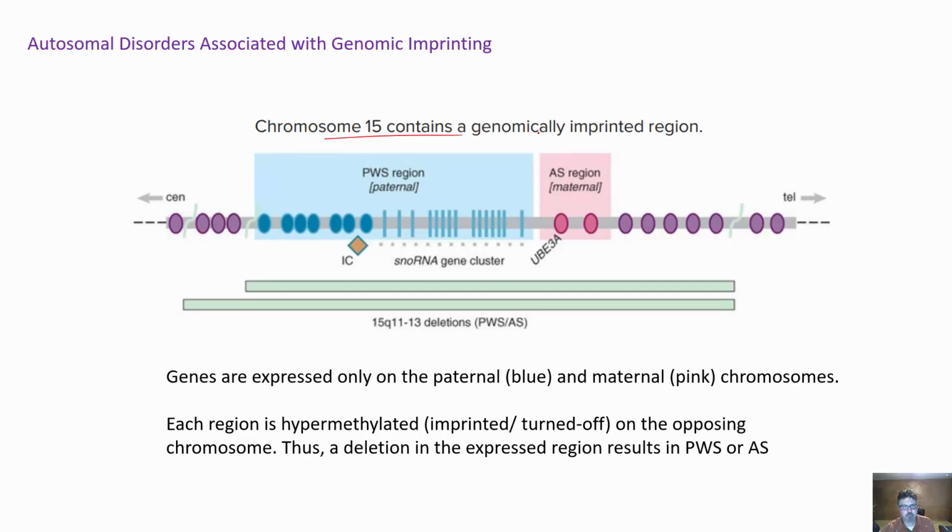So let's say we have this chromosome 15 normally containing genomically imprinted genes, and these genes are only expressed on the paternal or the maternal, depending on which one you're talking about. Now, like I said, on the opposite chromosome, it will be hypermethylated. It will be turned off. It will be imprinted, so that it will be shut off. So what happens then if you get a deletion in the expressed area, then you fail to imprint. You basically disinhibit that inhibited area.